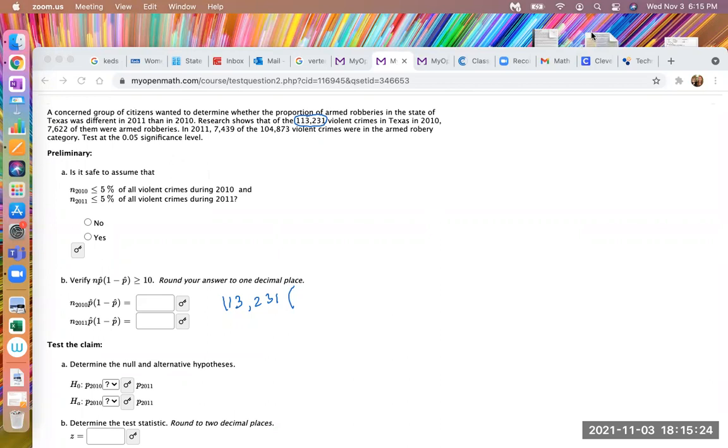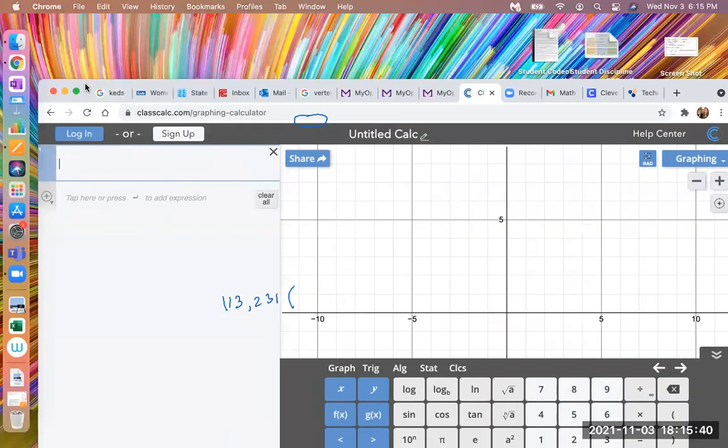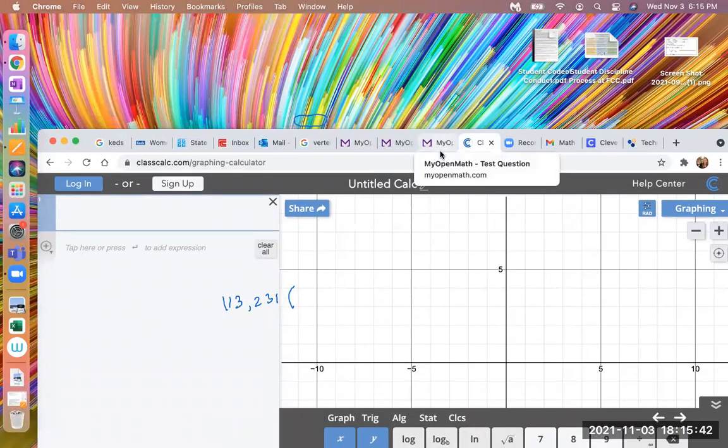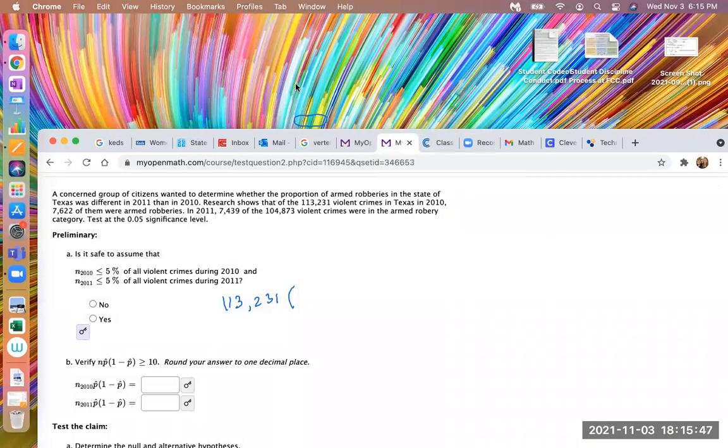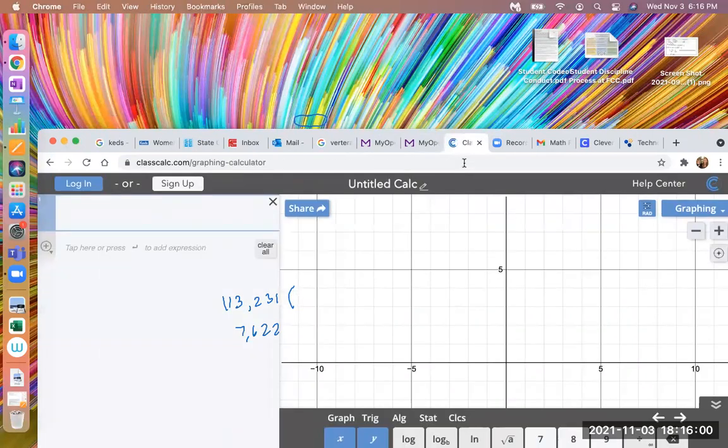Let me go to the calculator. I'm going to write this out so that I think I'm going to be fine. Oh, I do need to write those numbers out. Yeah, let's write them out so that I can easily put them in the calculator. So I already have one written out, and the other one is 7622. Okay, so now I have that information in there easily in the calculator here.